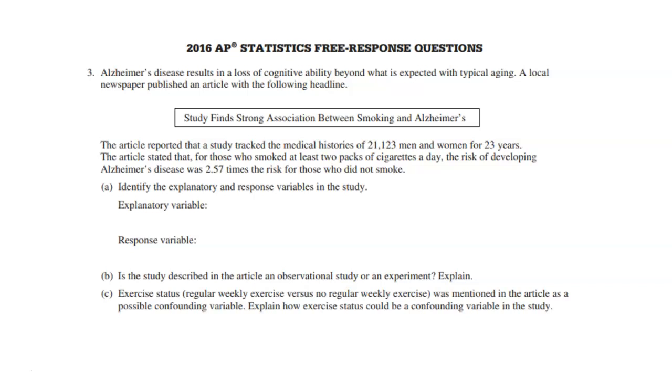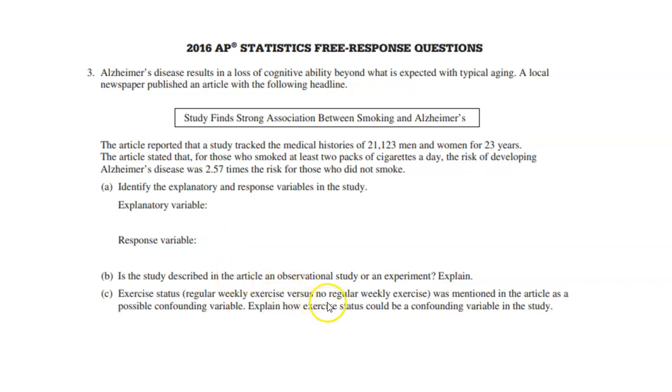Alright, so Alzheimer's disease. First question. Again, please pause it. Identify the explanatory and the response variables in the study. Now, you may recall explanatory variables are your X value. They're what you think elicits a response. They cause something to occur. So for this one, you think that smoking is going to cause a response, which would be Alzheimer's disease, because you're trying to show that Alzheimer's is a response of smoking.